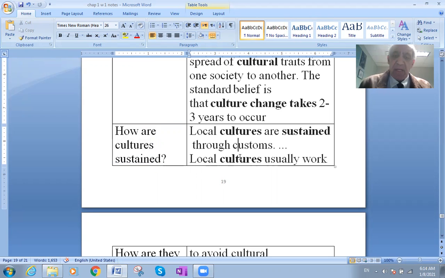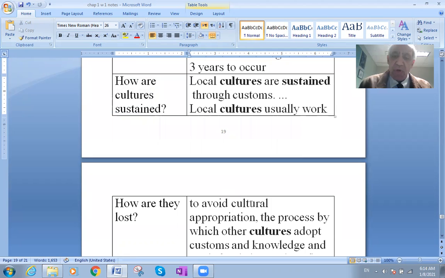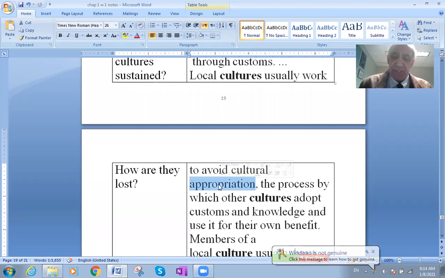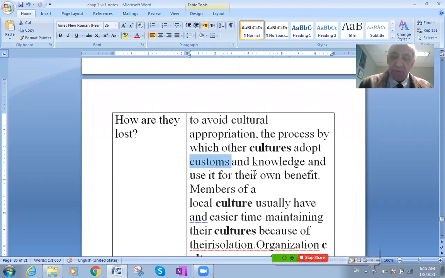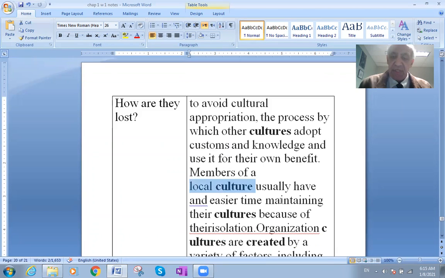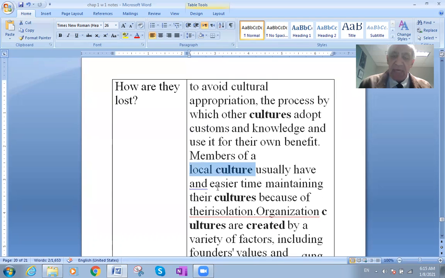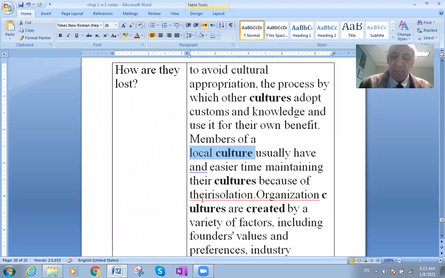Local cultures usually work to avoid cultural appropriation, the process by which others' cultures adopt customs and knowledge and use them for their benefit. Members of a local culture usually have an easier time maintaining their own culture because of their isolation.